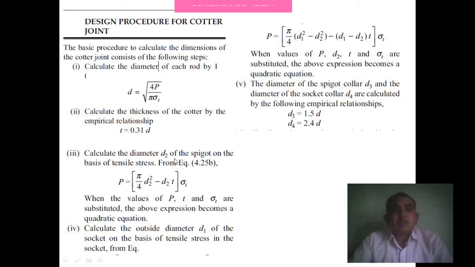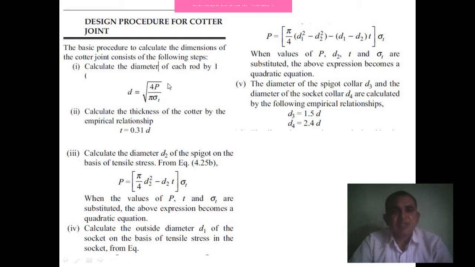So these are the various failure modes present in the cotter joints. It's a typical process for designing the cotter joints against static load conditions. In this basic procedure, calculating the dimensions of the cotter joint consists of the following steps. The first step is to calculate the diameter of each rod by using the equation d is equal to the square root of 4P divided by pi into sigma t, based on the tensile stress. The equation is converted and you can find out d.